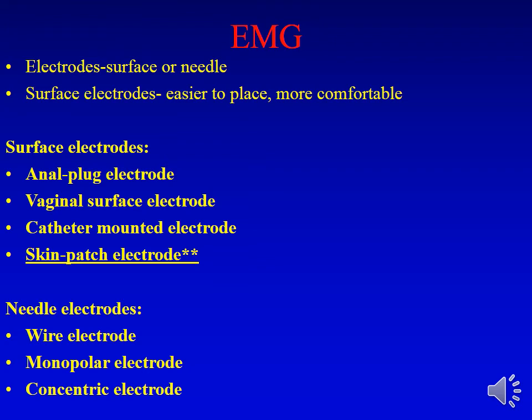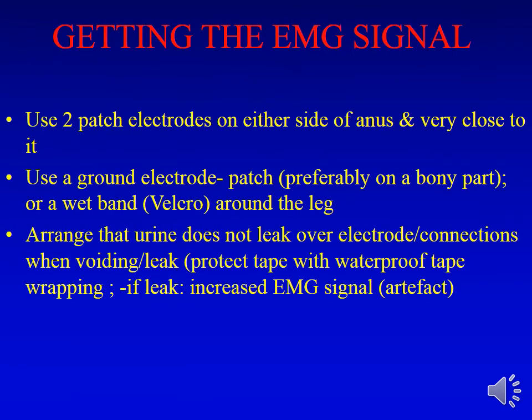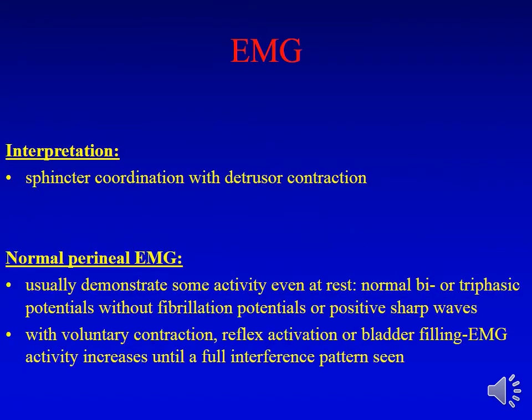Now the EMG can be recorded either using electrodes or by using needles. Surface electrodes are very easy. What we use is skin patch electrodes. There are different types of electrodes available, but practically the skin patch is the easiest to do. So what we do is we use two skin patches on either side of the anus, very close to each other, and then we use a ground on the medial side of the thigh, and we ensure that there's no urine leaking near the electrode. If not, it will give artifacts.